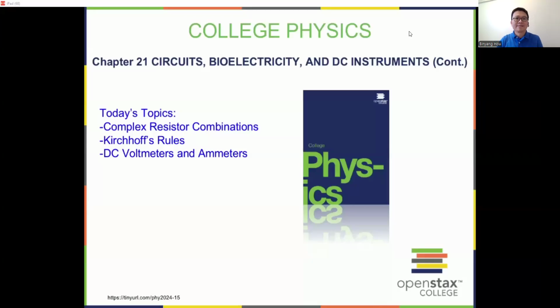Hi, welcome back. So last time we started chapter one, we talked about simple combinations for resistors. Today, we're going to look at some more complicated combinations for the resistors, and then another way that we can solve the problem if the circuit becomes so complicated. And then we'll look at the meters, voltmeters and ammeters, and also ohmmeters as well. But let's jump in here.